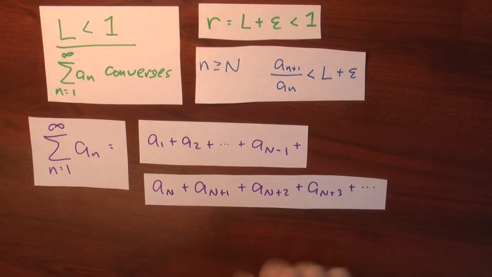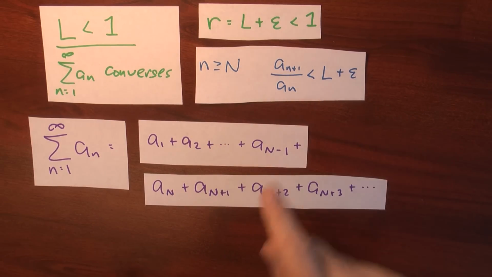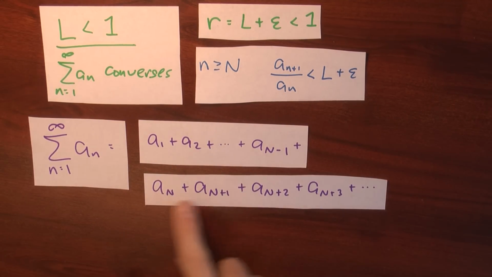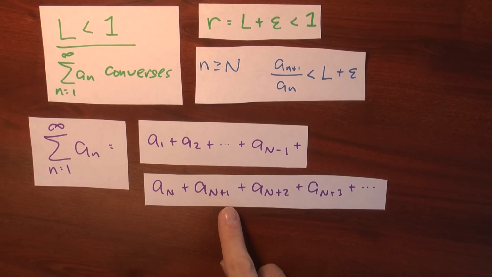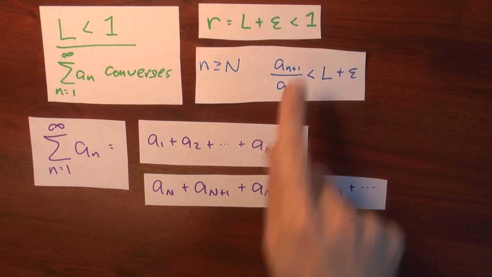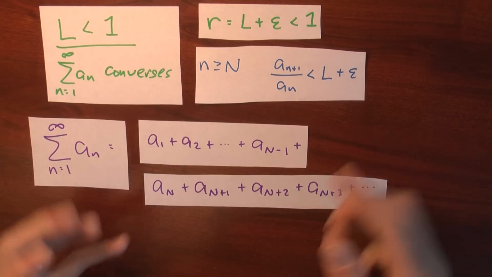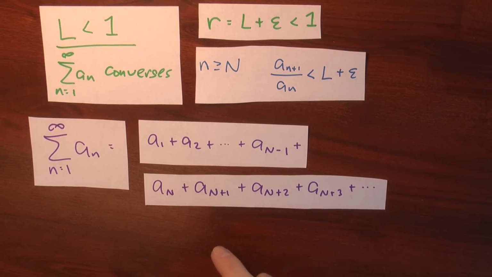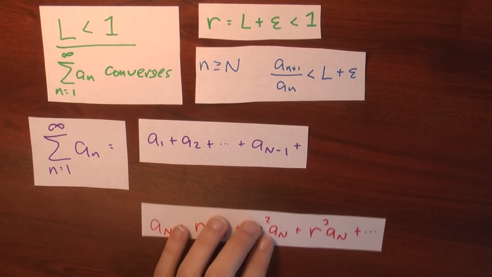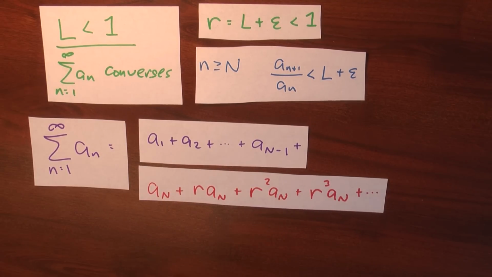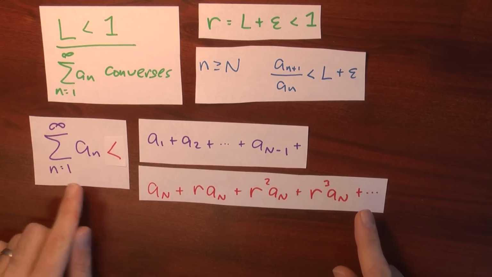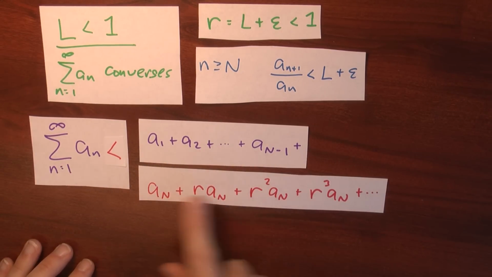But what I know now is that I can control the ratio between subsequent terms, maybe not here, but at least here. Right? I know that a sub big N plus 1 is less than r times a sub big N. And I know that a sub big N plus 2 is less than r times a sub big N plus 1, which itself is less than r times a sub big N. So all of that is to say that this thing here is, well, not equal to this, but this is an overestimate of what was there before. So now I've got that this series is at least less than this first part plus the rest.